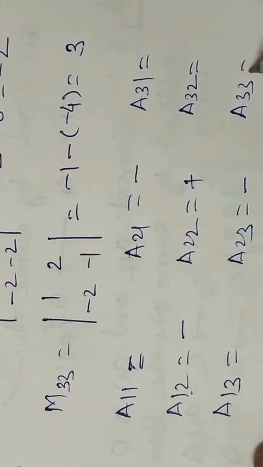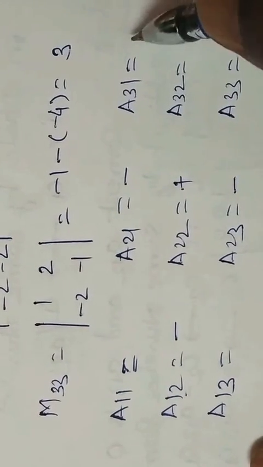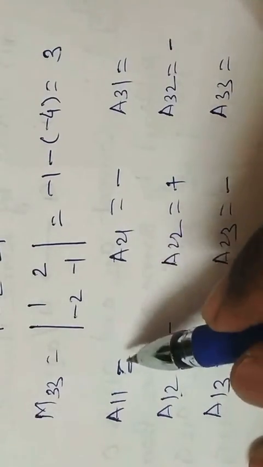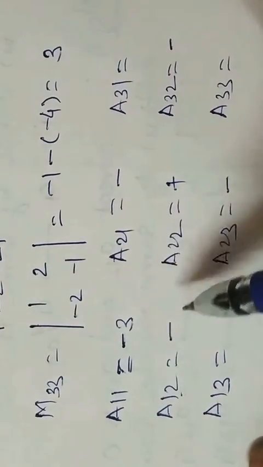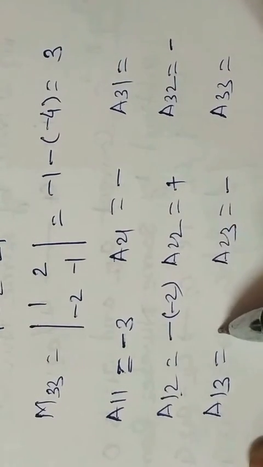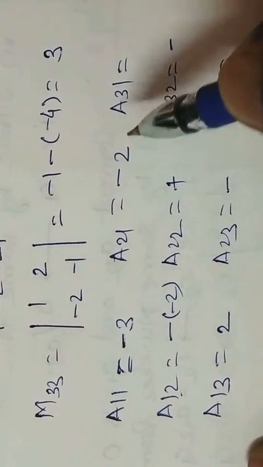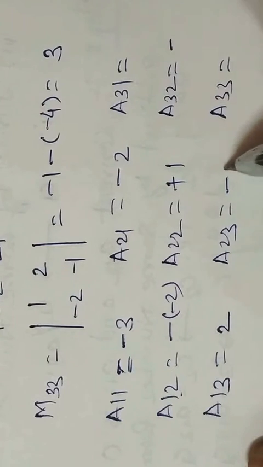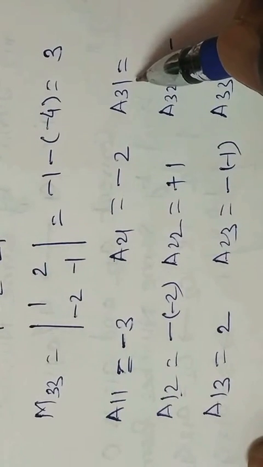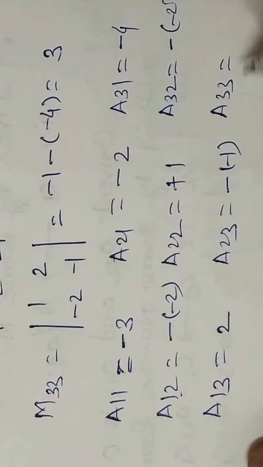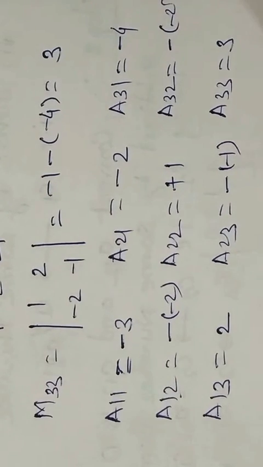Again, 3 plus 1, that is 4, is a plus sign; 3 plus 2 is a minus sign; 3 plus 3 is a plus sign. Put up the values: A11 is minus 3, A12 is minus 2, A13 is 2. Here A21 is 2, A22 is 1, A23 is minus 1, and now A31 is minus 4, A32 is minus 2, and A33 is 3. So all the values you can write in the cofactor matrix.